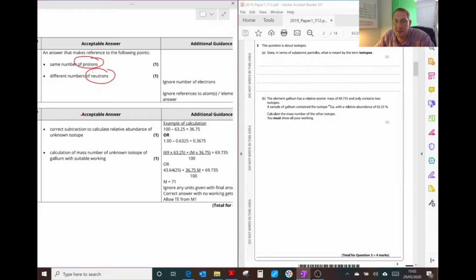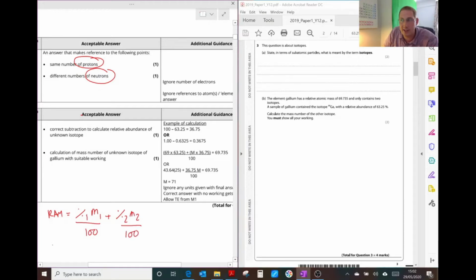The element gallium has a relative atomic mass of 69.735 and it only contains 2 isotopes. A sample of gallium contained that isotope with a relative abundance of 63.25%. Calculate the mass number of the other isotope. You must show your working. Well, essentially your equation for relative atomic mass is the percentage of isotope 1 times the mass of isotope 1 over 100 plus the percentage of isotope 2 times the mass of isotope 2 over 100.